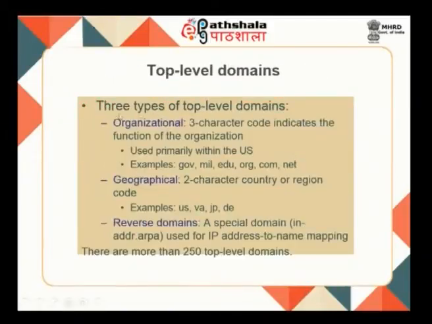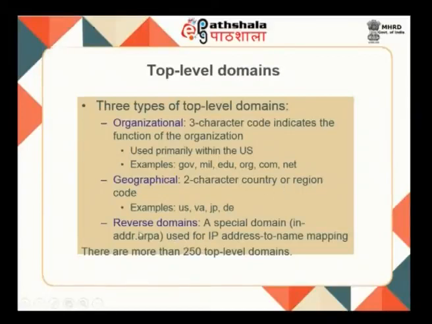When we talk of top level domains, there are actually three types. One is the organizational domain. This is a 3-character code which indicates the function of the organization, for instance, government, military, EDU, ORG, COM, NET and so on. These were primarily what was used originally. After that, with the widespread use of the World Wide Web, when many countries and everybody started using it, there was also a requirement to have a country wise domain. So, a geographical 2-character country or region code has also been introduced. This is where we get our US, UK, JP, DE, IN and so on.